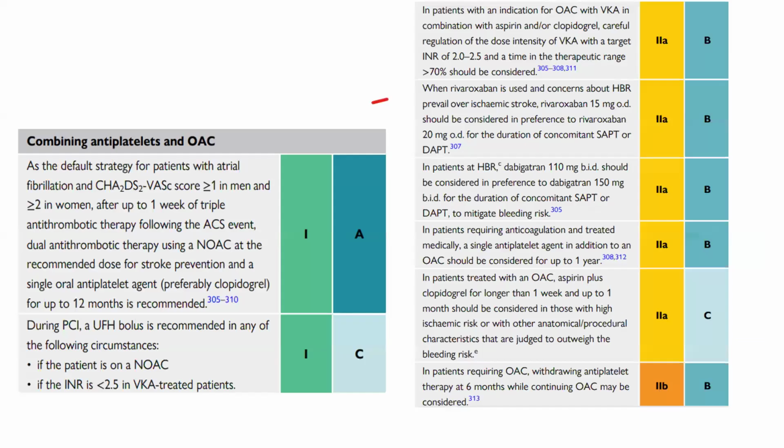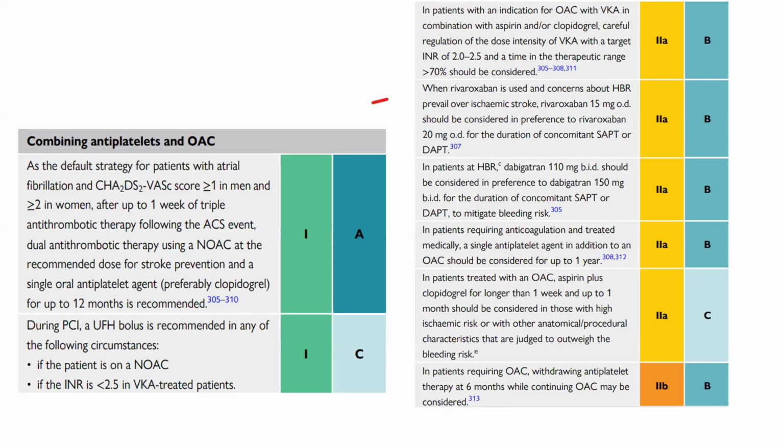Now, another area that always causes challenges is when you have to combine antiplatelet therapy with anticoagulation post PCI, or in acute coronary syndrome. So, as the default strategy for patients with atrial fibrillation and CHA2DS2-VASc score greater than 1. This will be changed because now we are not adding the sex, it's CHA2DS2-VASc. So we may have to contextualize it based on the current recommendations.